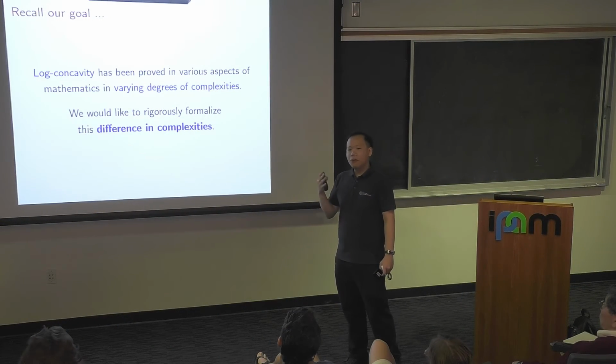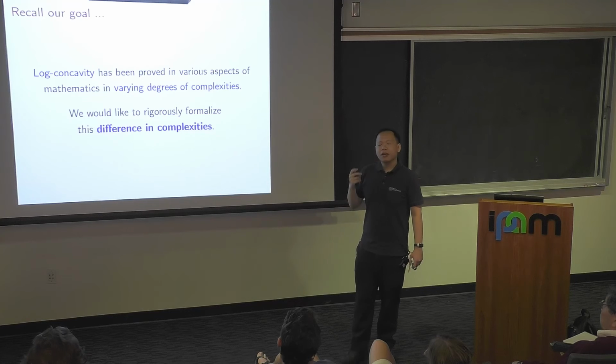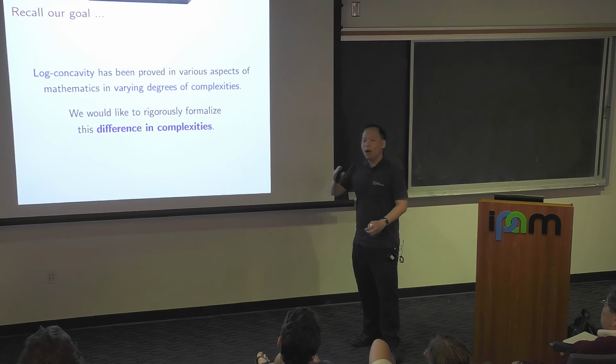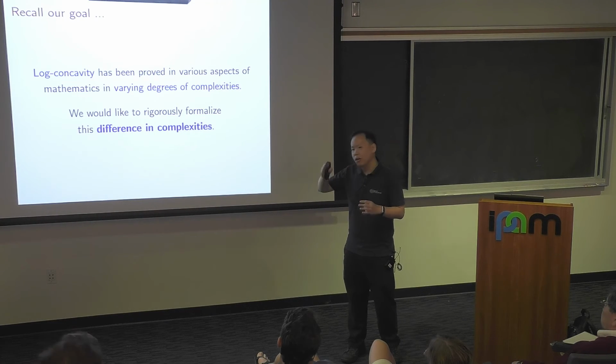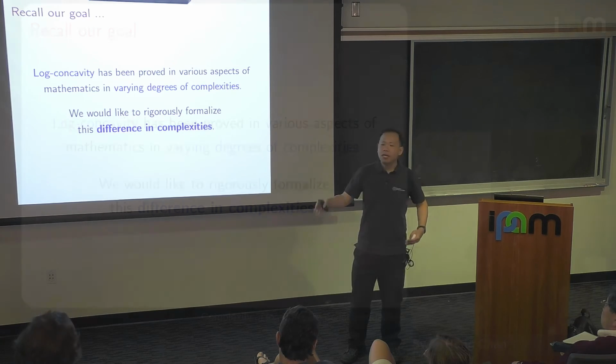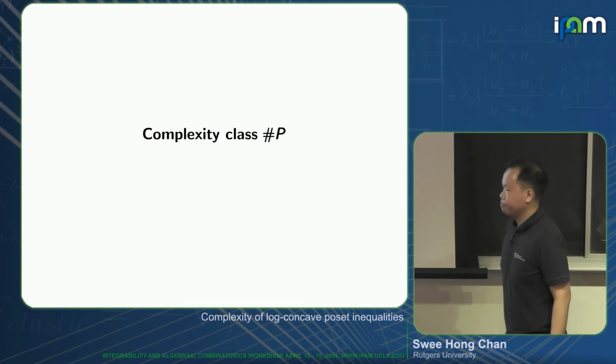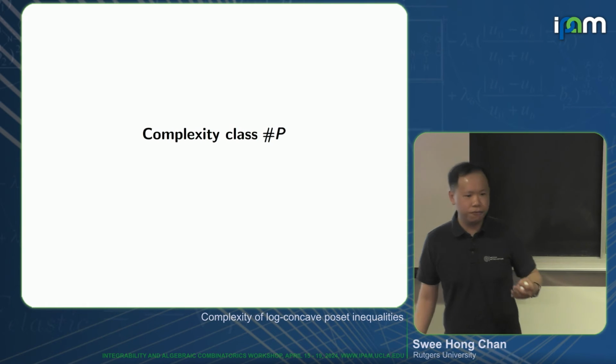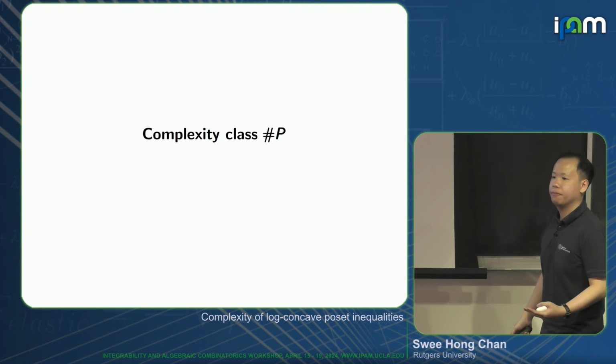Now that we have learned something from complexity theory, remember that our goal is to show that one log-concave inequality can be made rigorously harder than the other one. Let us see if our result can achieve that. And to do that, I will need to define the complexity class sharp P.